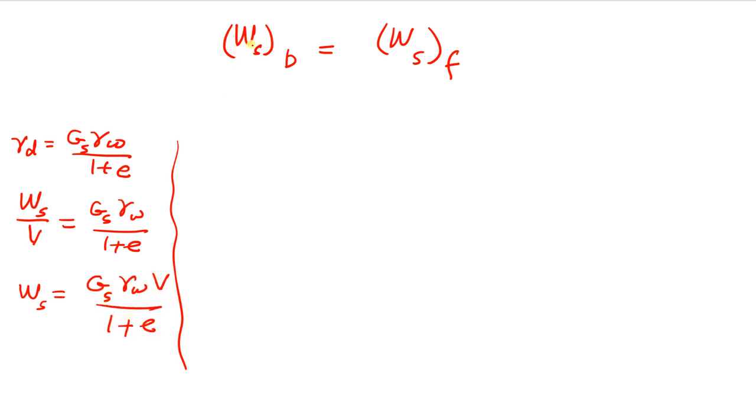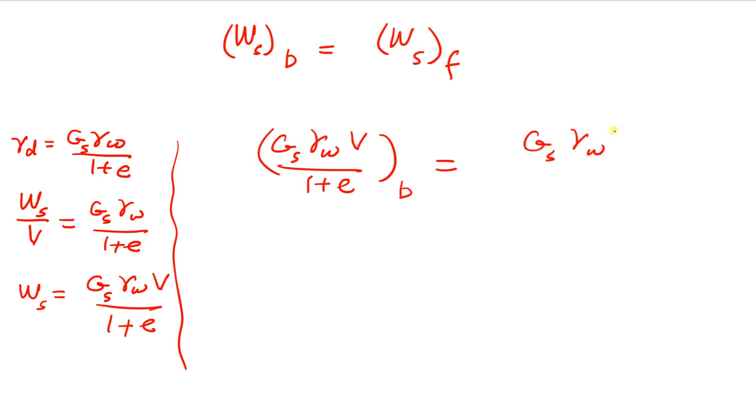So let's now replace this. Weight of solids is going to be equal to Gs gamma w volume over 1 plus e for the borrow area, which should be equal to Gs gamma w volume over 1 plus e for the fill. Now, whether you are in the borrow area or in the fill, the specific gravity of solids is going to remain the same. It's a constant quantity. Also the unit weight of water is a constant quantity. It's not going to change. So we are going to take out those constants, so Gs gamma w will come out.